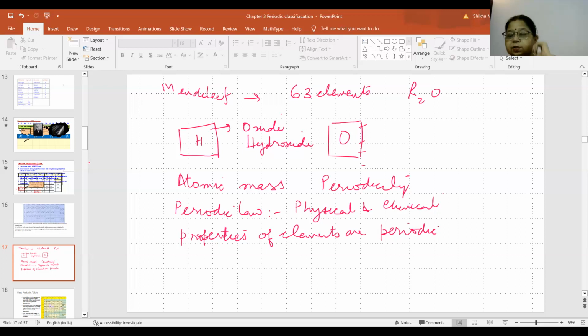So please note down, it is important because when we move to the modern periodic table, it will become a comparative statement. If you remember it in the same sense, it will be easier for you to grasp it for the modern periodic table also. The physical and chemical properties of elements are the periodic function of their atomic numbers. Sorry, atomic masses. Right? Moving on.